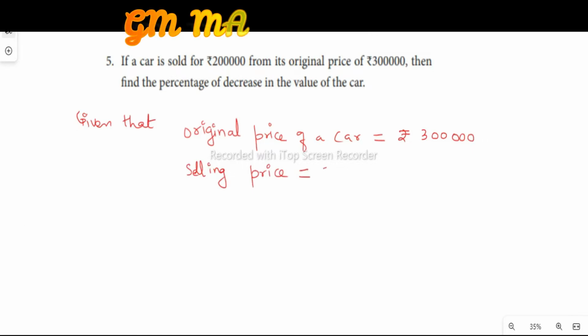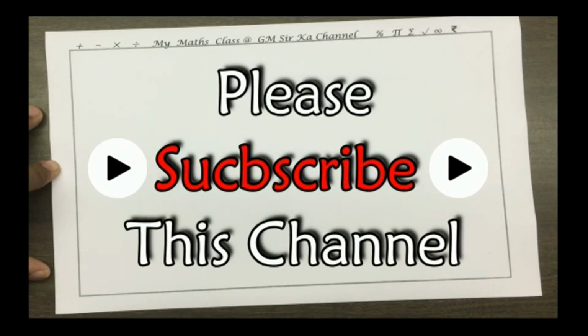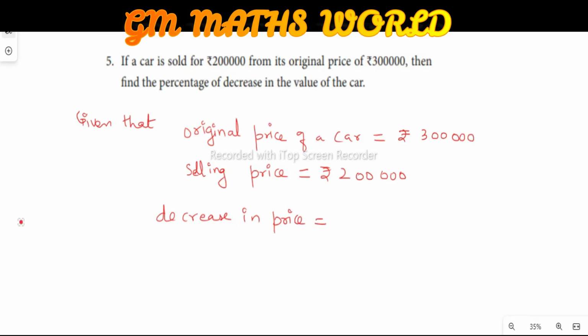the selling price or the new price of the car is 2 lakh rupees. Decrease in price is 3 lakh minus 2 lakh, that is original price minus the selling price, which will give us rupees 1 lakh.